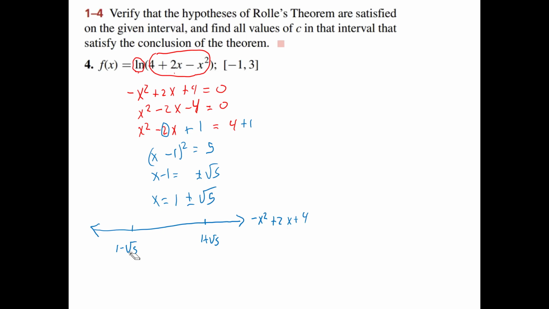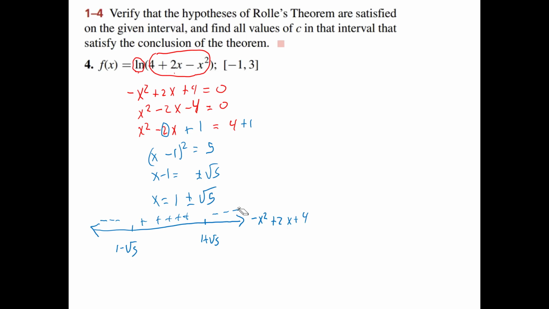And because this is a parabola that opens down, you should know that over here it is negative. In the middle it is positive. And then over here it is negative. Right? You should know that. Or you could test points if you like, but you should know what that graph looks like.